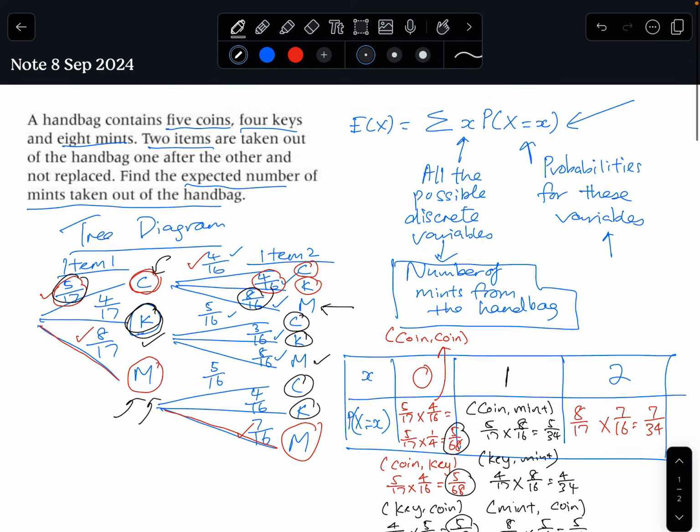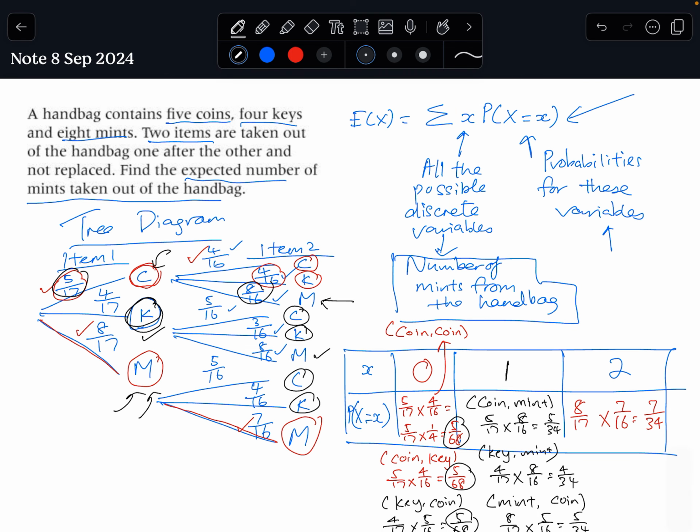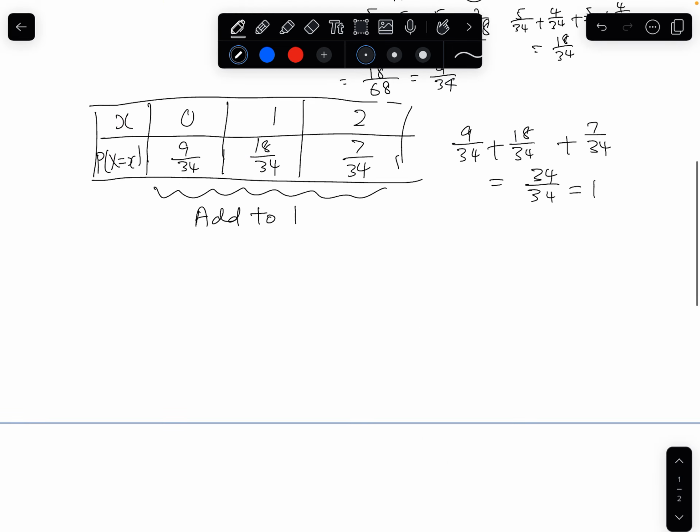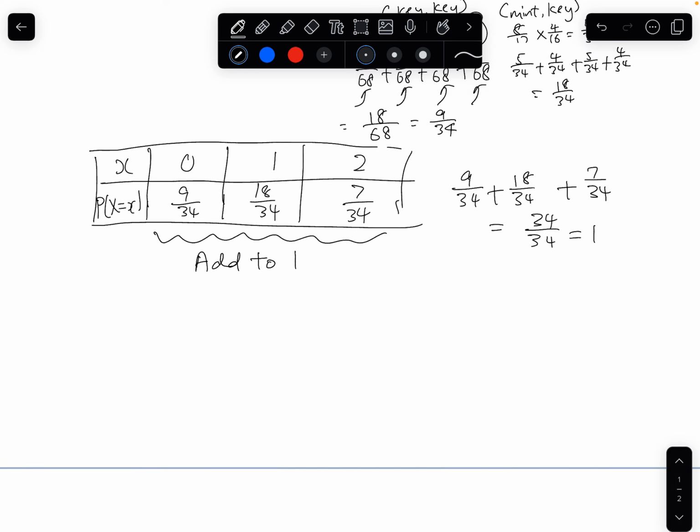Now remember, we started off by looking at what the expected value is, basically taking the summation of the discrete variable multiplied by the probability of the discrete variable as well. If we use this formula, this is how we apply it to this question. I'll take this value, which is 0, multiply by 9 over 34. And that essentially is just going to be 0.